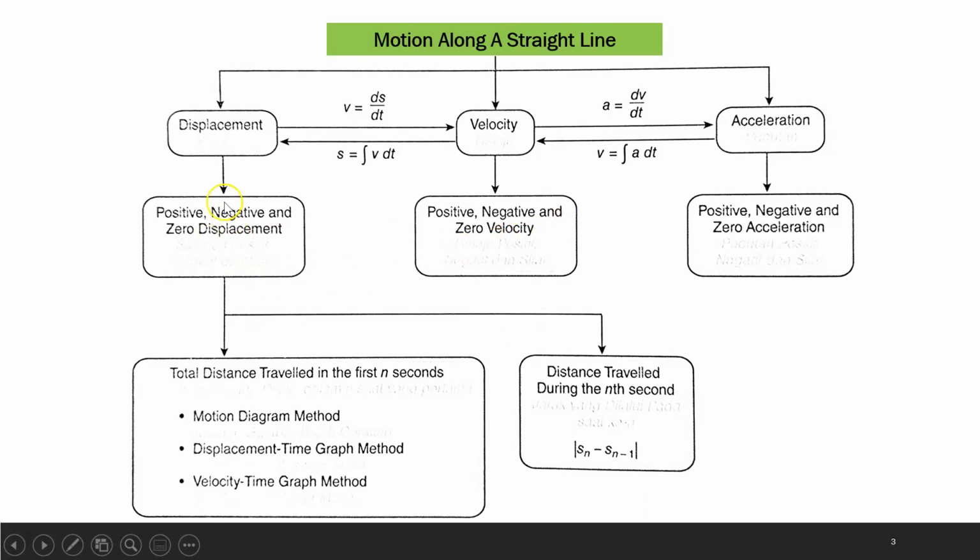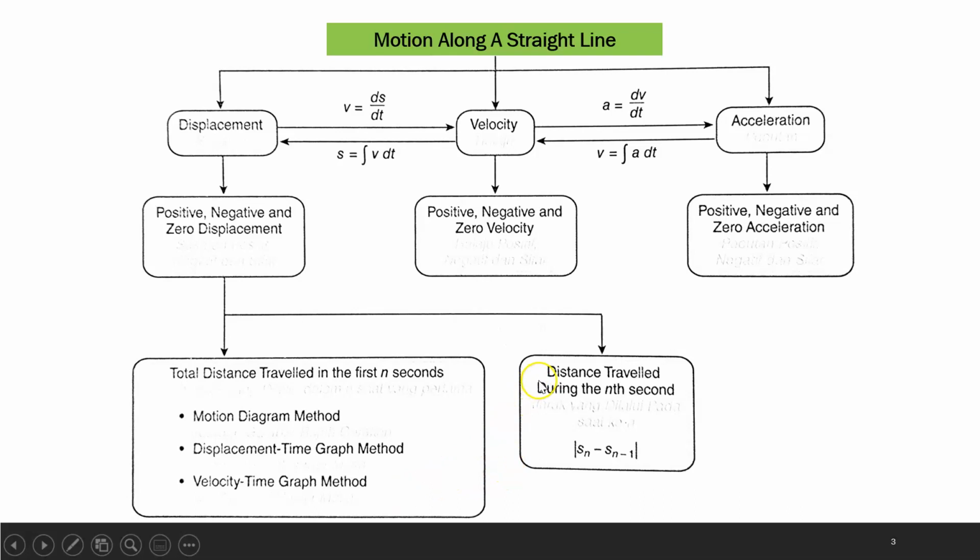And there is an addition for displacement. We are also going to see about total distance travelled in the first n seconds. Maksudnya jumlah jarak dalam tempoh beberapa saat. Okay, and in this subtopic there will be the motion diagram method, displacement time graph method, velocity time graph method. You will see all this as we go through this chapter.